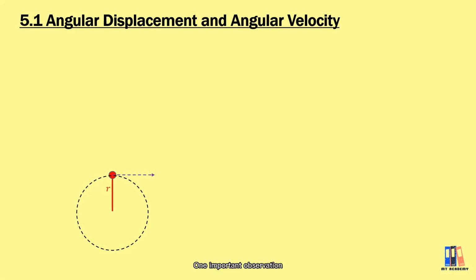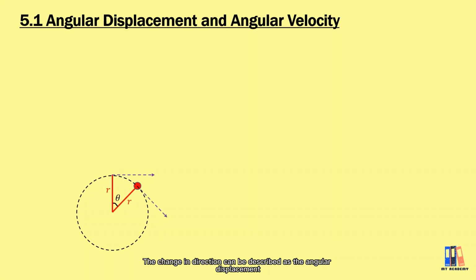One important observation is that the direction of motion is changing continuously, unlike in the case of linear motion. The change in direction can be described as the angular displacement, which is measured in radians. The magnitude of the velocity, which is also known as linear speed or tangential speed, can be either uniform or non-uniform, which determines the angular velocity. Let's consider the case of uniform velocity for today's video, where we also describe this motion as uniform circular motion.